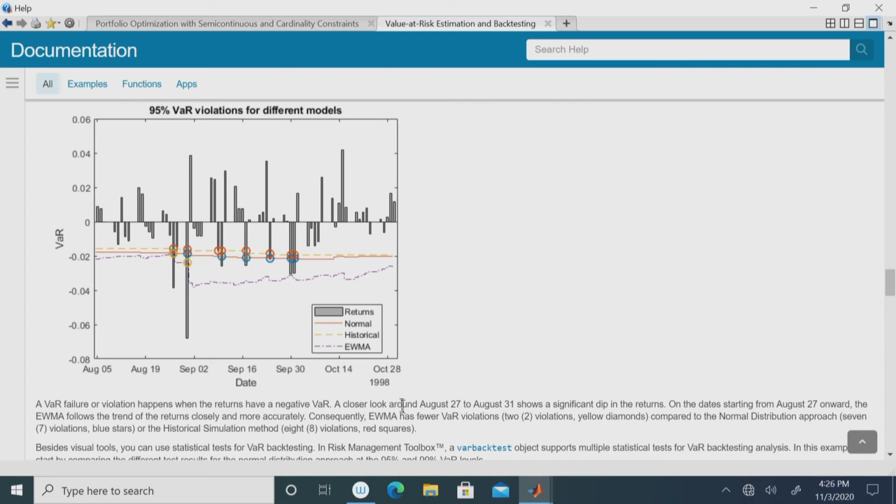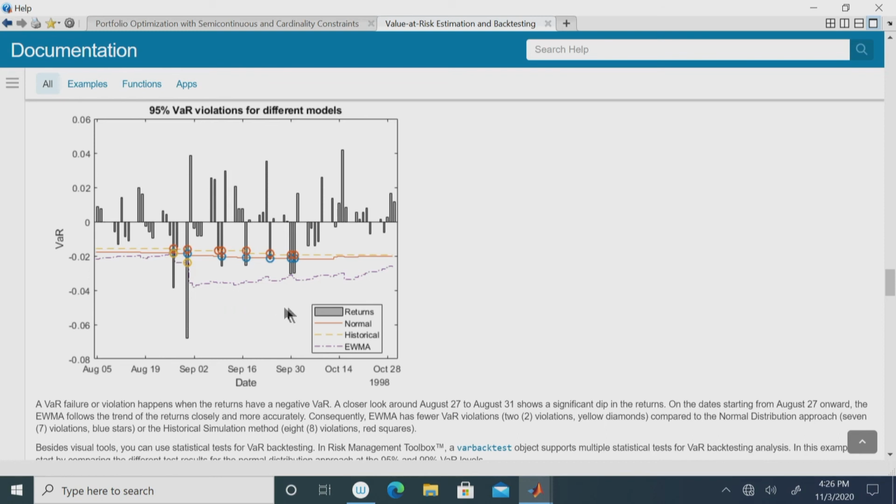If you observe EWMA, the purple line, which is at the bottom, there have been only 2 instances where the purple line is at a higher level than the actual return. This is one here and this is another here. So, these are the 2 violations of VaR, shown in yellow, or the failure of EWMA to predict the correct VaR. And there are only 2 such instances.